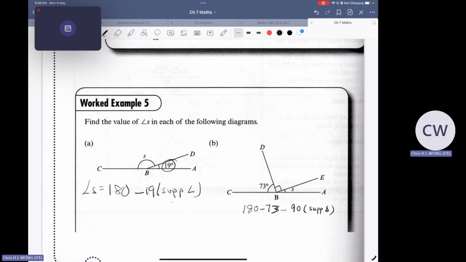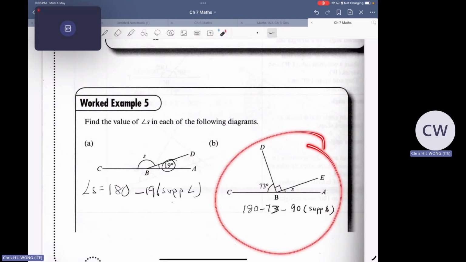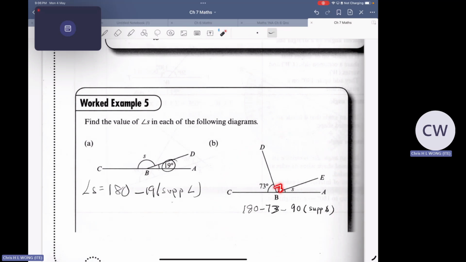All good? Okay. Same thing here. Look at the second one. Can you see the square there? I know this is 90, even though they didn't tell you, because of the square. So to find S, I will take 180 minus 73 minus 90 because of the square there. Why do you use 180? Supplementary angle.